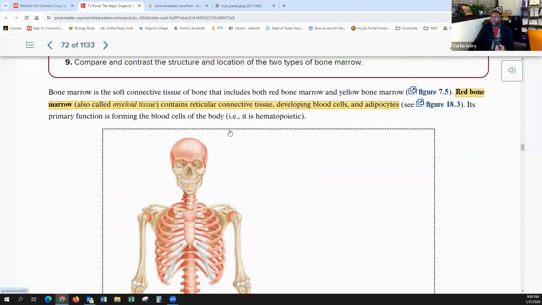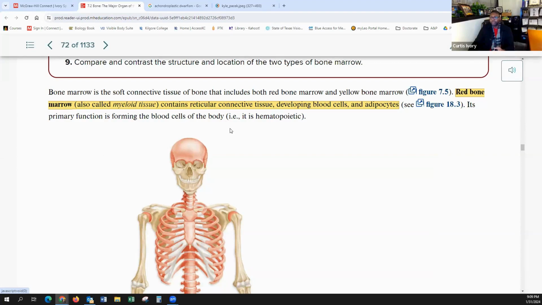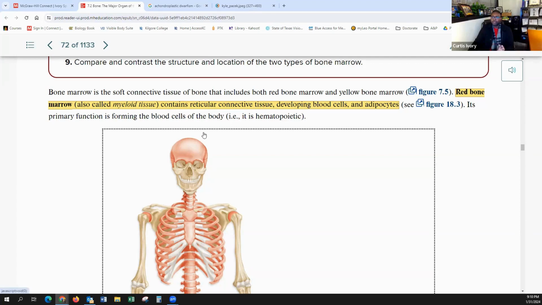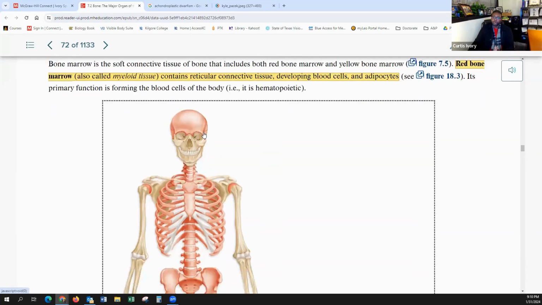So we talked about yellow bone marrow. We also have something called red bone marrow. This can also be called myeloid tissue, which, when we get into the blood chapter, we'll see that there's a myeloid stem cell line, which is going to produce all of our blood cells. Red bone marrow is where our blood cells are produced.